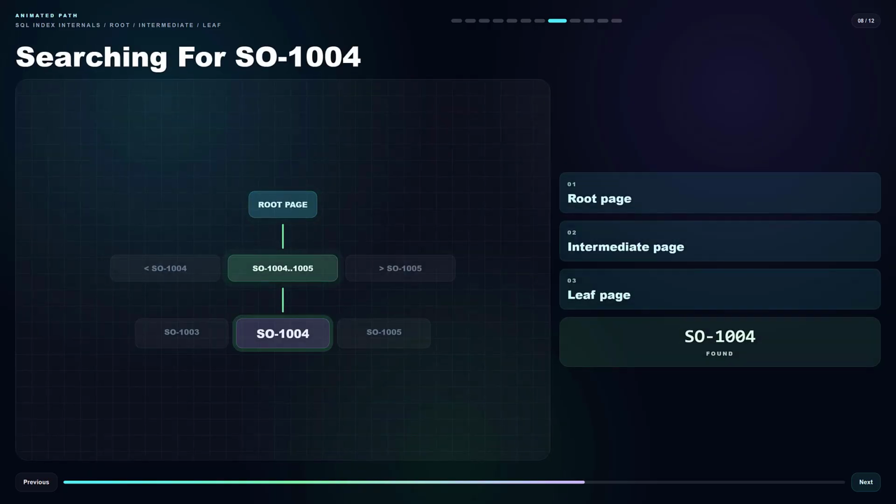Now let's follow the actual navigation process. Suppose we search for SO-1004. SQL Server first checks the root page. The root page determines which branch contains the required range. Then, SQL moves into the intermediate page. The intermediate page narrows the search further. Finally, SQL reaches the correct leaf page and finds SO-1004. Notice something important. SQL Server did not scan every row. It navigated through a tree structure. That is why indexes are extremely fast.